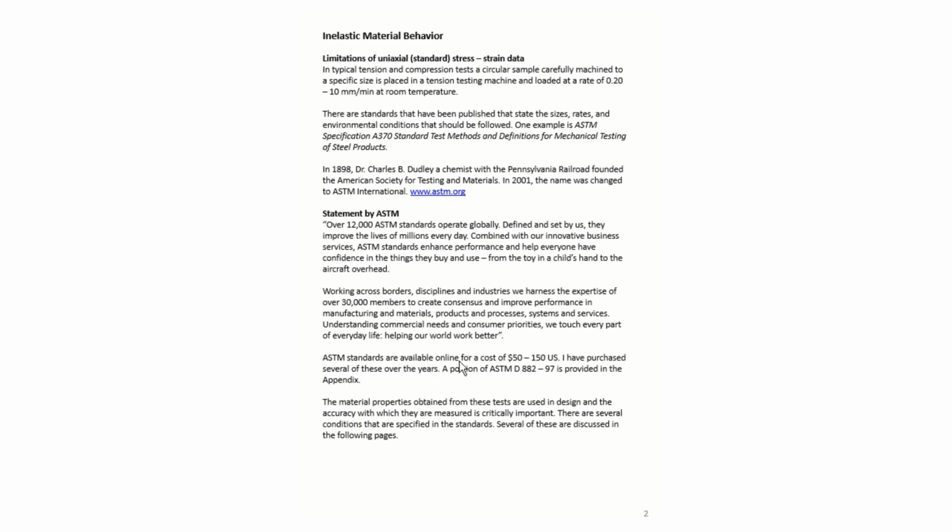These standards are available online. They cost in the range of 50 to 150 US dollars. And like I said, I have purchased several of these over the years, and I provide a portion of ASTM D882-97 in the appendix of your note packet, which would be the very last packet that's provided. So we're going to discuss some of the conditions in the tensile testing standards in the following pages.